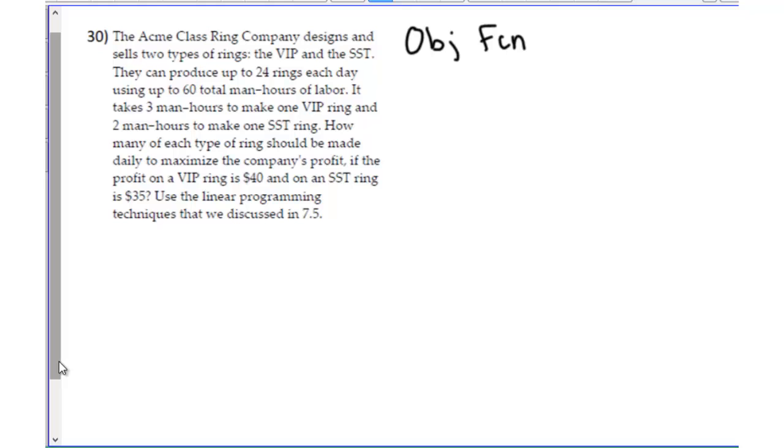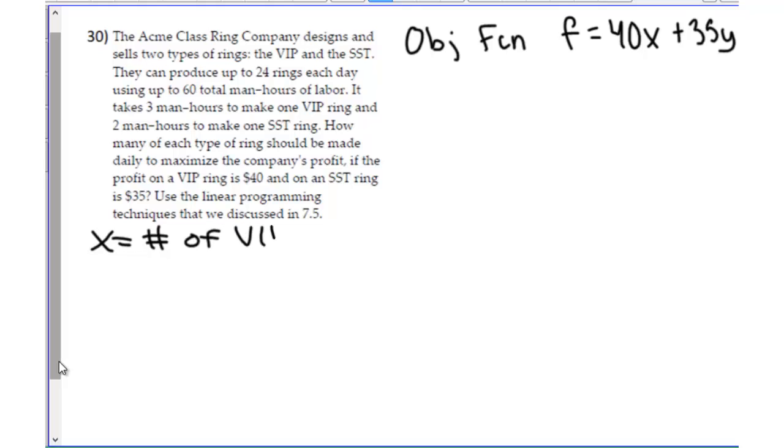So we have $40 for one type of ring, so 40 times x. We have $35 every time we sell the other type of ring. So we can set up an objective function that in this case we're trying to maximize. This is going to give us profit. And it is helpful maybe to say, okay, because of the way I wrote this, x is the number of VIP rings we're going to make, and y is the number of SST rings we're going to make, whatever that means.